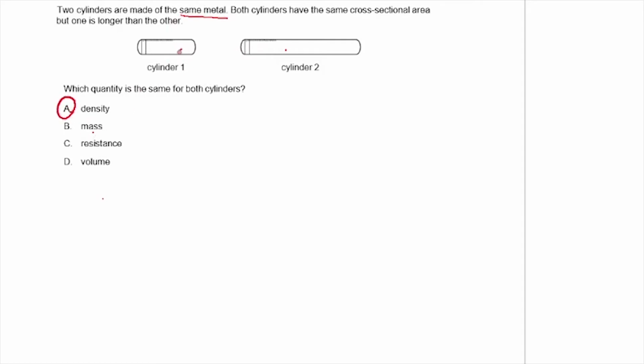Their mass can't be the same because mass is the quantity of matter in a substance. The quantity of matter in cylinder 1 is way less than the quantity of matter in cylinder 2, since cylinder 2 is bigger, is longer. So the mass can't be the same.